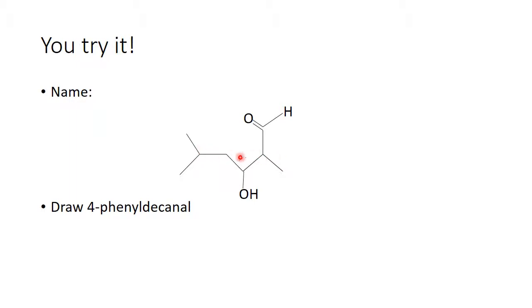We're going to say 2,5-dimethyl, and the hydroxy is on the number 3 carbon. Then we put it in alphabetical order. Because methyl comes after hydroxy, we will say 3-hydroxy-2,5-dimethylhexanal.